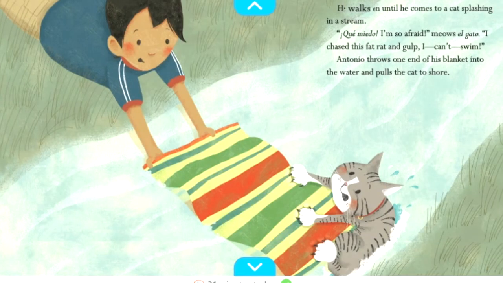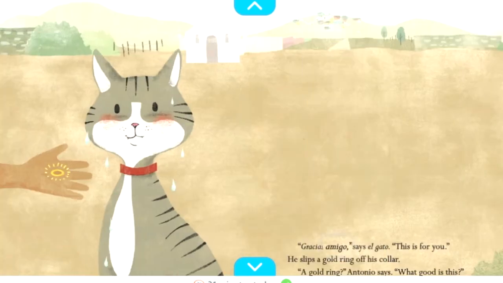He walks on until he comes to a cat splashing in a stream. Que miedo, I'm so afraid, meows El Gato. I chased this fat rat and gulp. I can't swim. Antonio throws one end of the blanket into the water and pulls the cat to shore. Gracias, amigo, says El Gato. This is for you. He slips a gold ring off his collar. A gold ring? Antonio says. What good is this?